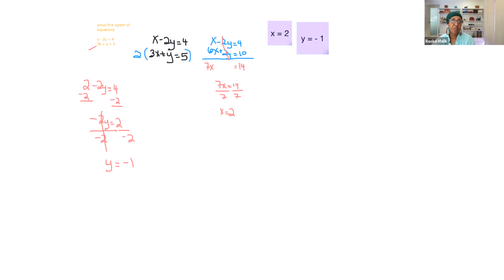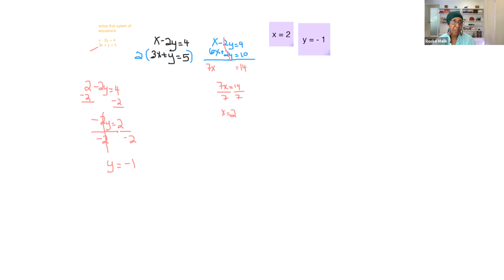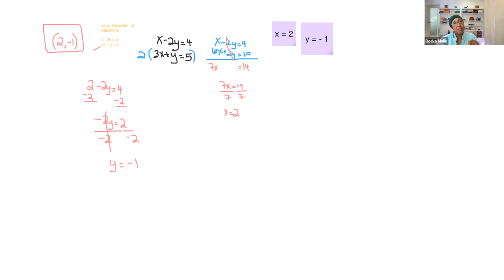y equals -1. So my point that will work in both of these equations is x is 2 and y is -1. So both of these lines, when I graph them, which I don't even need to do, I just need to solve it. This is all it tells me to do, solve it. So I'm not going to try to do anything extra. Solve it and I solve it.